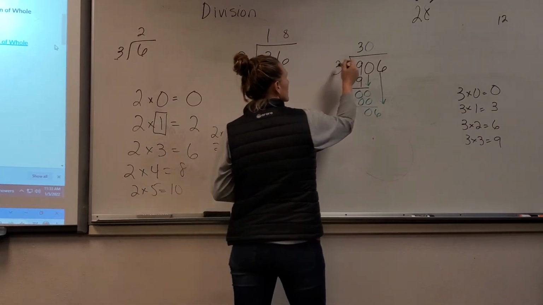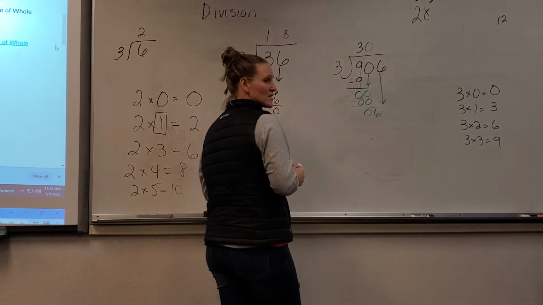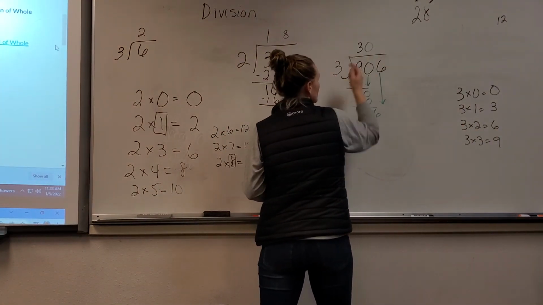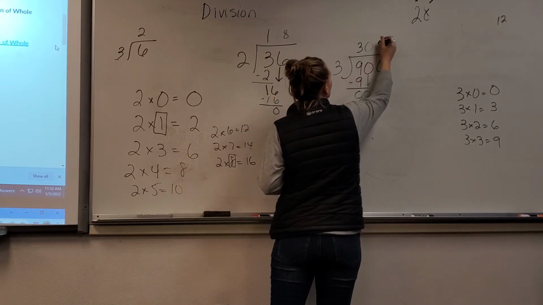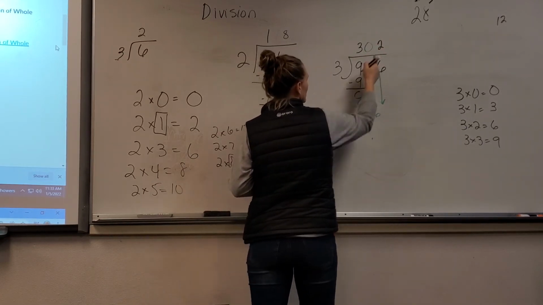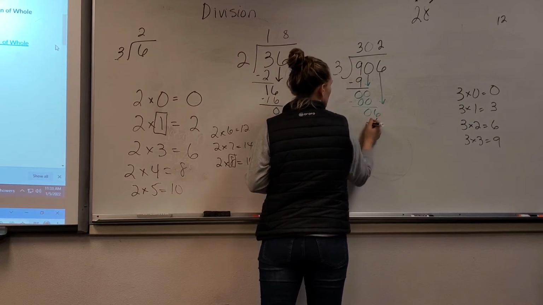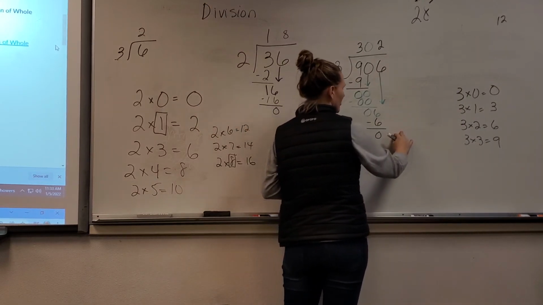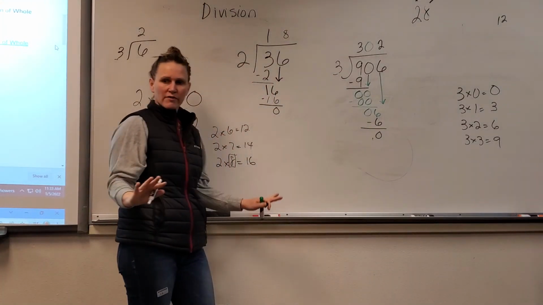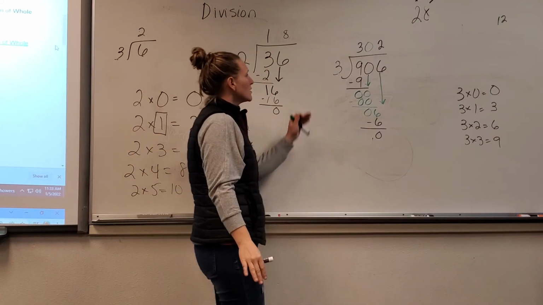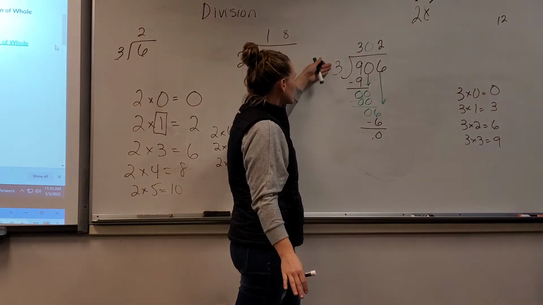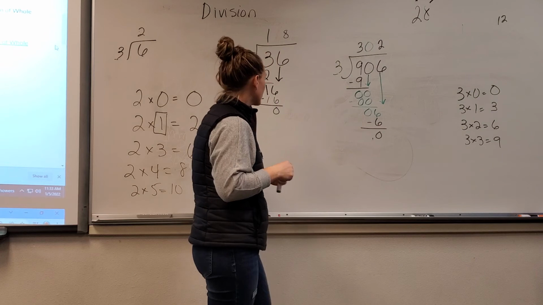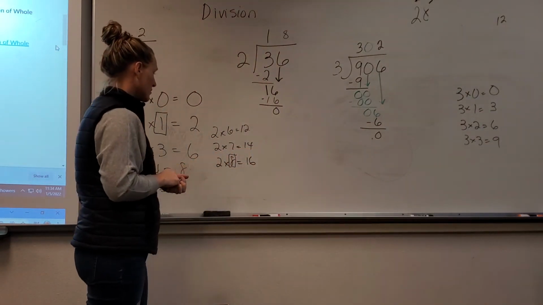3 times what number will give me 6? 3 times 2. So 3 times 2 is 6. I subtract, I get 0. There's no other numbers to bring down. I have completed my division problem. 302 times 3 equals 906. Life is fabulous.